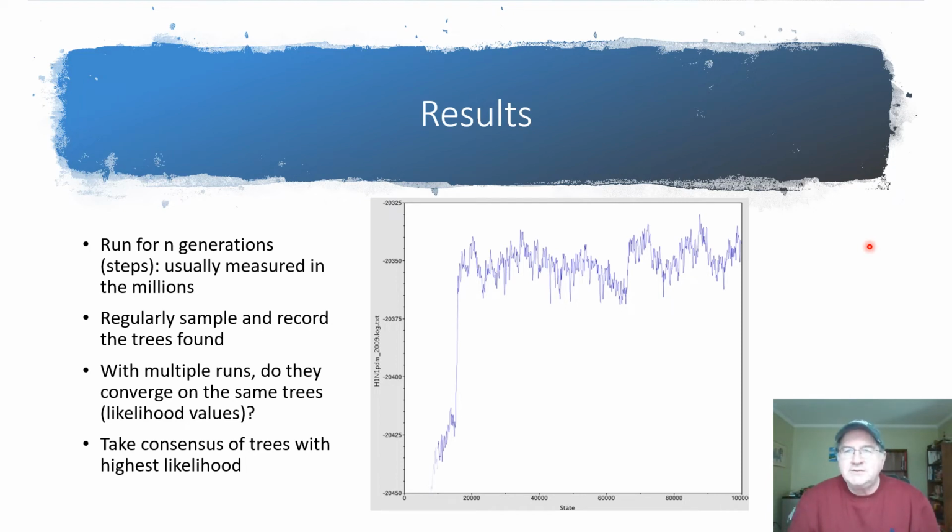So each of those potential steps is a generation, and you run the analysis, basically trying to walk through your likelihood landscape for a large number of generations. And typically the number of generations is measured in the millions. I've seen analyses of 30 million, 50 million, 200 million steps. And at regular intervals along there, you're sampling the tree that your little man is at and recording the tree, all its parameters, and of course its likelihood value.